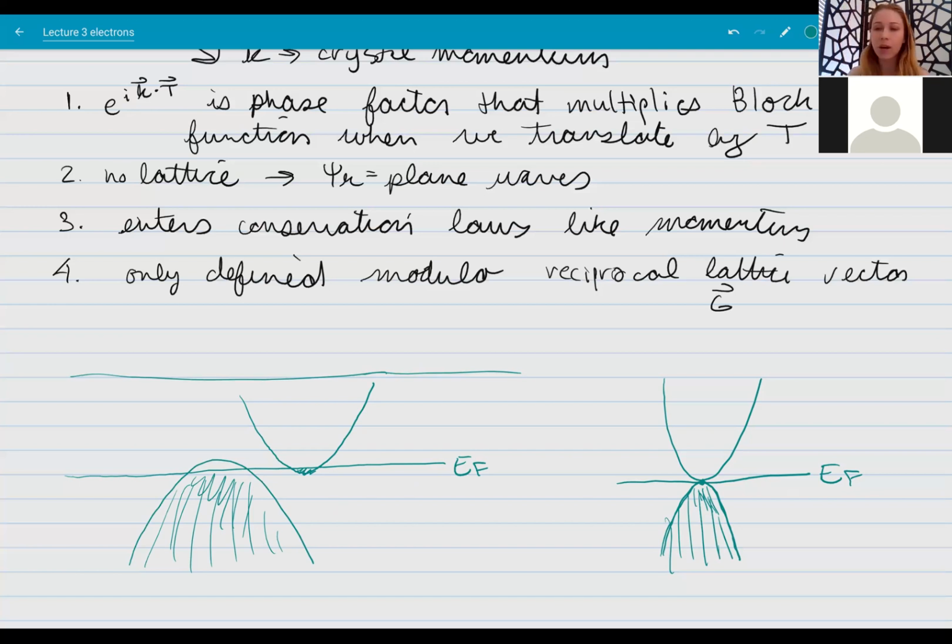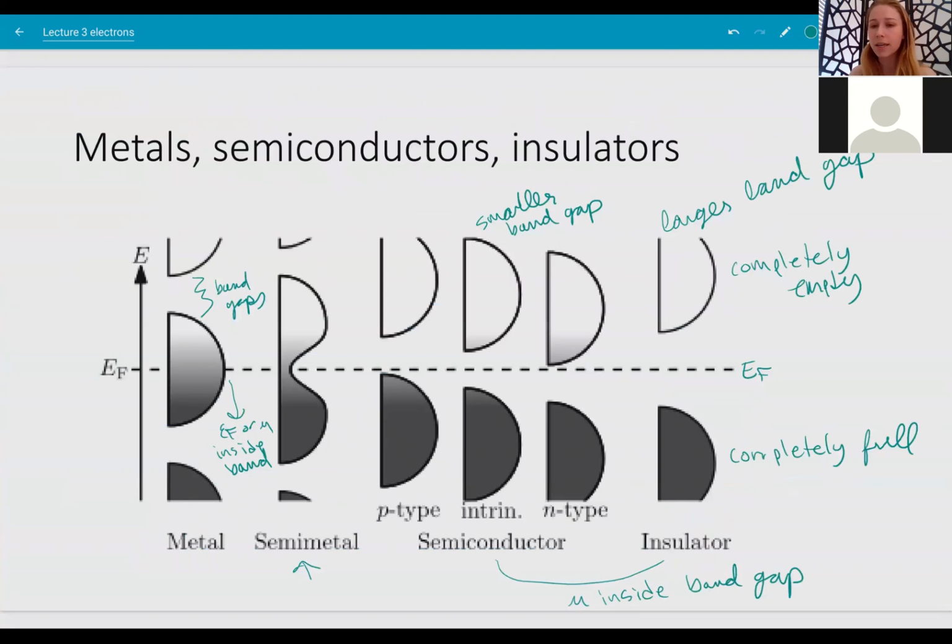I should mention a little bit of terminology I forgot to mention on this slide. The band right below the Fermi energy in a semiconductor or an insulator is called a valence band. And the band right above the Fermi energy is called the conduction band. The band gap is the forbidden energy range between the valence and the conduction band, and the Fermi energy is inside the band gap for an insulator or a semiconductor.